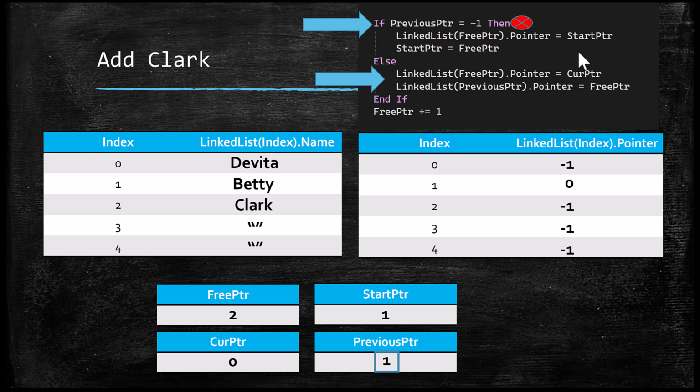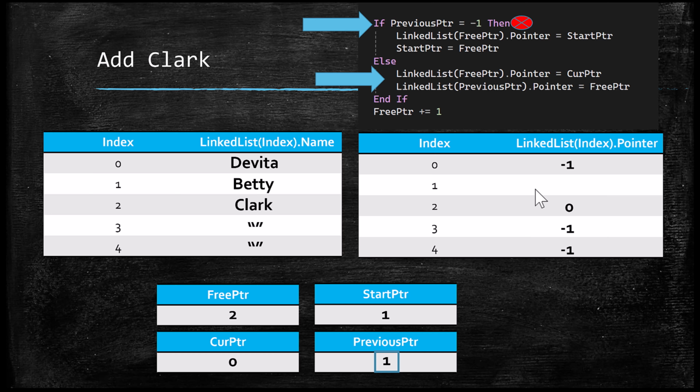In my linked list, free pointer dot pointer, now we're updating Clark's pointer. What are we putting in Clark's pointer? We're putting in our current pointer, which is now 0. If I follow this, based on what I have right now, it'll go to Betty, then it'll go to Davida. So we need to update Betty's pointer too.